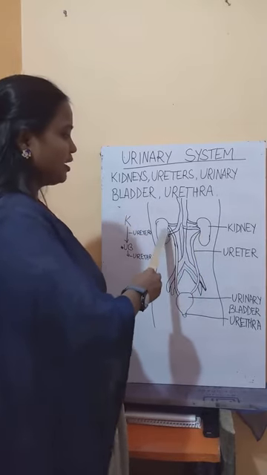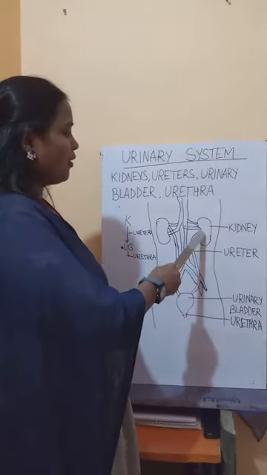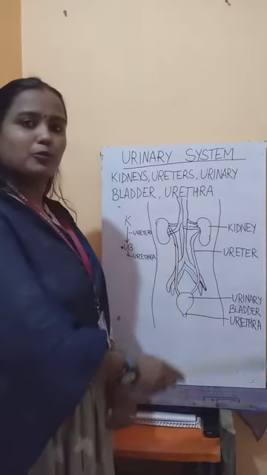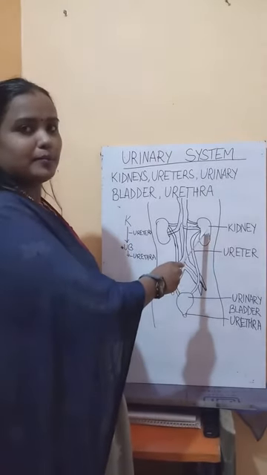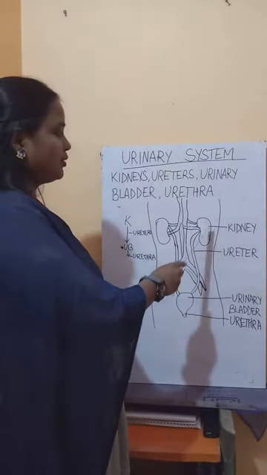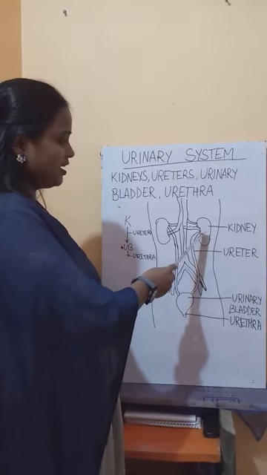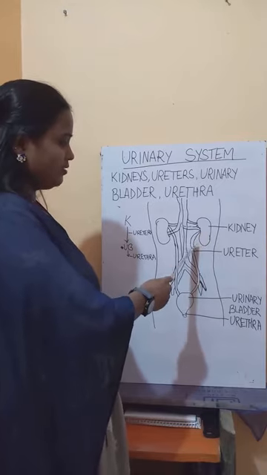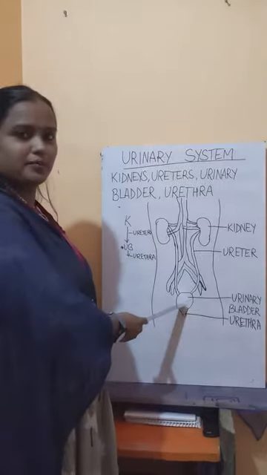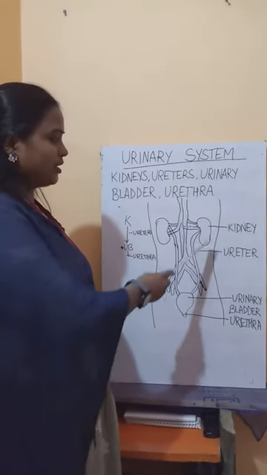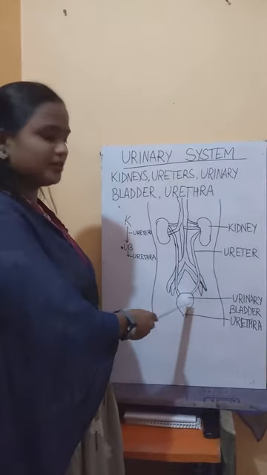As you can see, we have two kidneys which are located on each side of our vertebral column, and these kidneys are bean shaped. You can see from here the tube-like structure is joined and attached to the urinary bladder. This is the urinary bladder, and all the urine from the kidney goes to the urinary bladder.